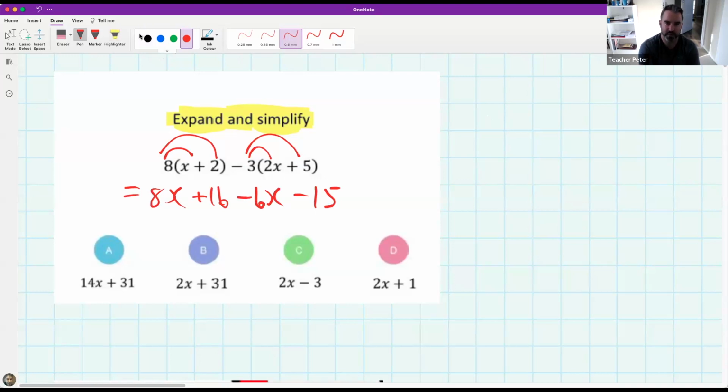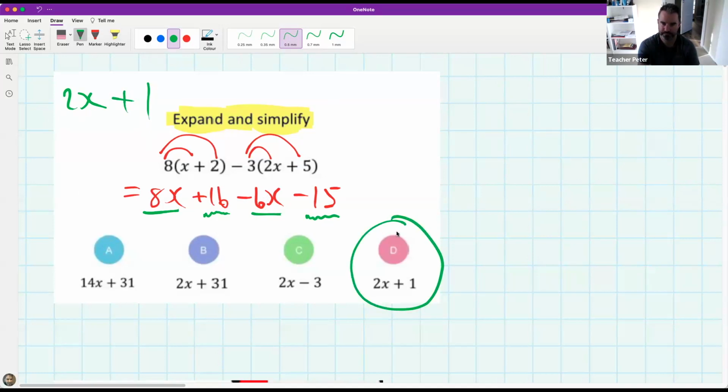And now you have to think about, are there like terms here? So I think those are like terms, and I think those are like terms. So 8x minus 6x is 2x, and 16 minus 15 is 1. And so my answer would be D. Okay, so that is the basic multiplying out.